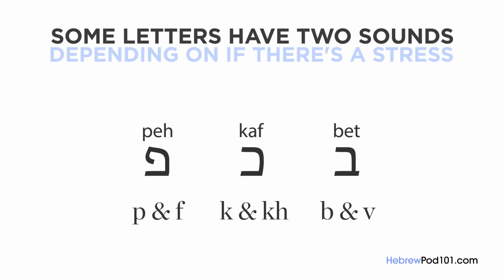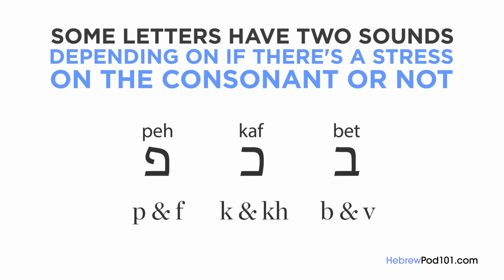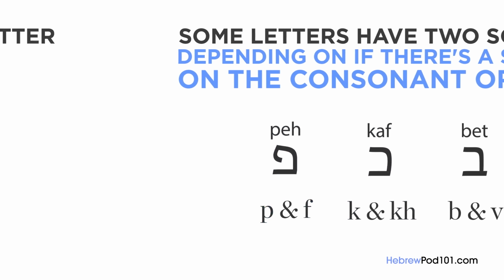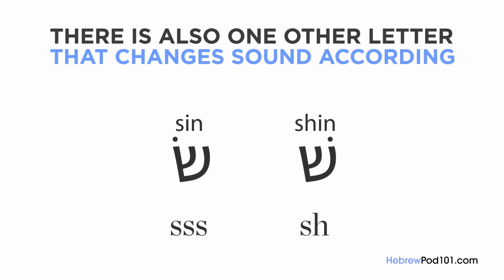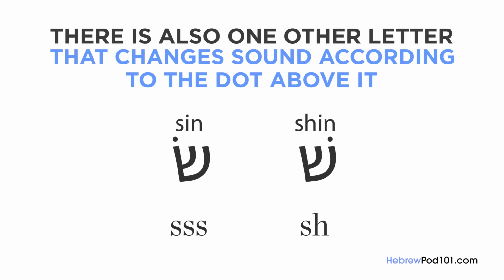Some letters have two sounds, depending on if there's a stress on the consonant or not. Bet is both b and v. Kaf is both k and ch. Pei is both p and f. There is also one other letter that changes sound according to the dot above it. That's shin and sin. It makes the sh sound when the dot is on the right, and the s sound when the dot is on the left.